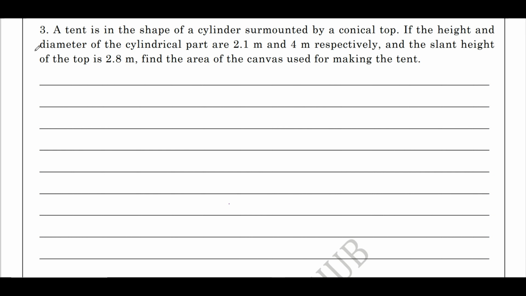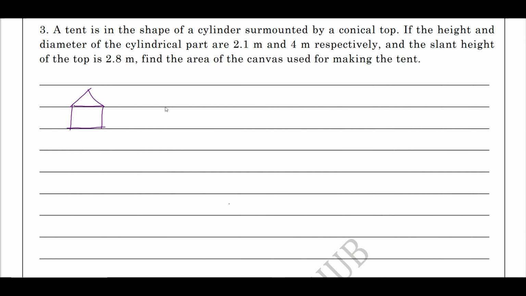Moving to the next question. A tent is in the shape of a cylinder surmounted by a conical top. What we have? A tent is in the shape of a cylinder and it is surmounted by a conical top. If the height and diameter of the cylindrical part are 2.1 meters and 4 meters.